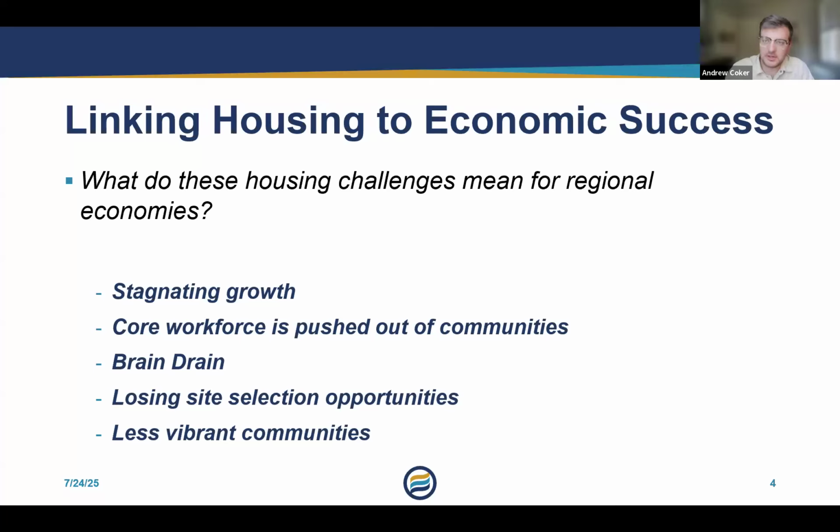So talking about all of those things, we're trying to tee up this idea that housing is obviously a natural component of regional economic success and growth. Whenever you see some of these housing challenges manifest, you see stagnating growth, like I said, and core workforce is pushed out of communities. People can't afford to live there, they leave. That's the simple nature of it.